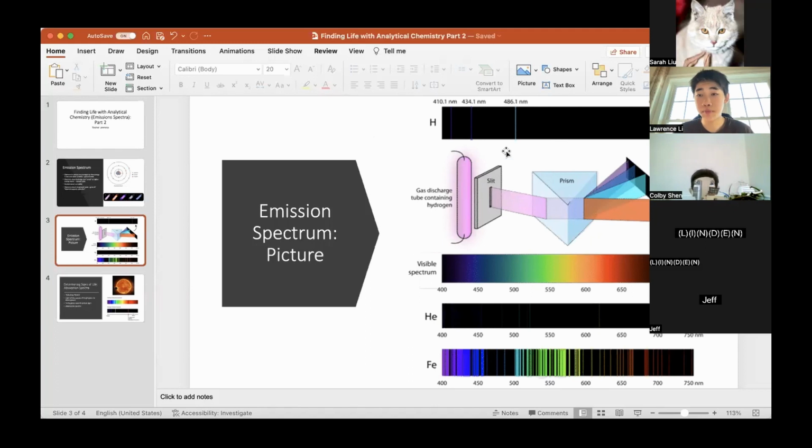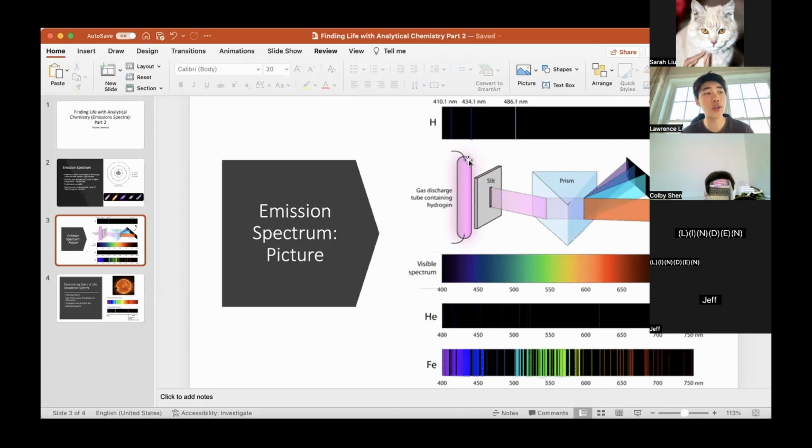Okay, let's talk about how we get this emission spectrum. We have this pink, glowing tube. What we do is we place a slit over the tube so that the light travels through the slit and it hits a prism. What the prism does is it diffracts the light.